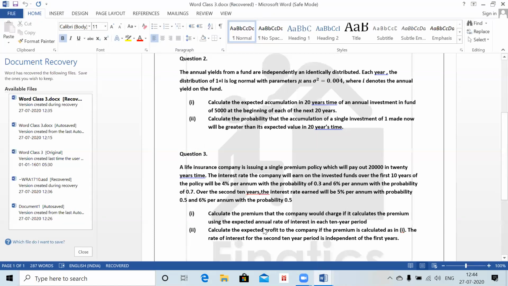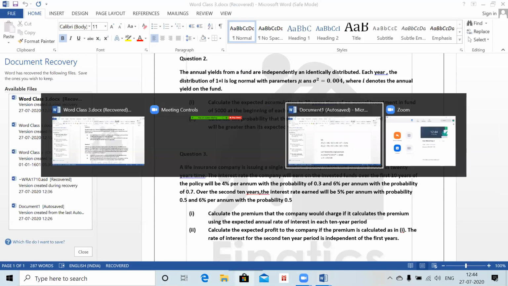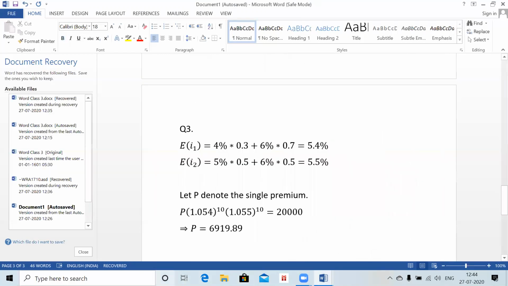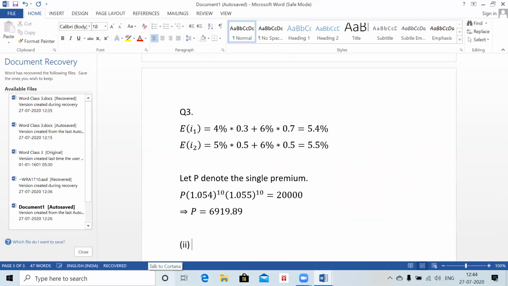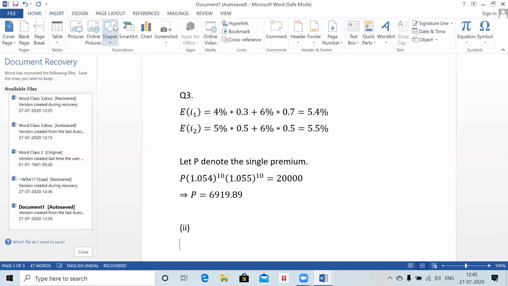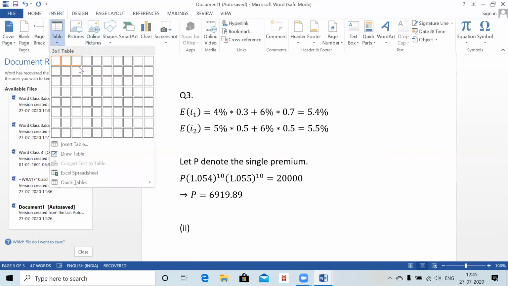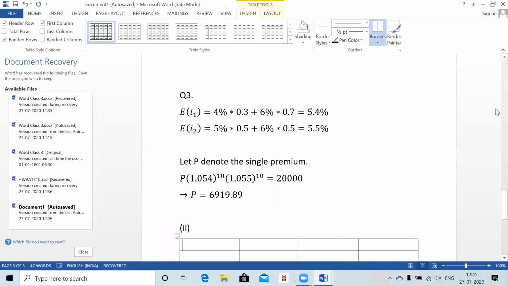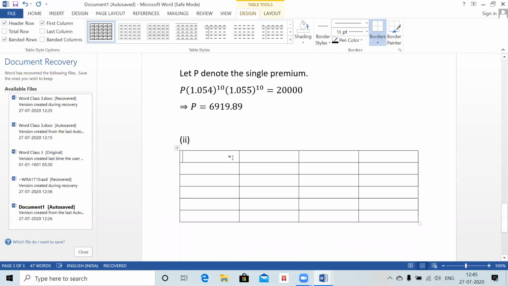Calculate the expected profit to the company if the premium is calculated as in part 1. The rate of interest for the second 10-year period is independent of the first 10 years. So you have to calculate the expected profit to the company. What are the possible outcomes? First we need to take out... I'll draw a table for that. Or if you do not want to draw a table, you can just do it directly also. Just take an arbitrary number of rows and columns.